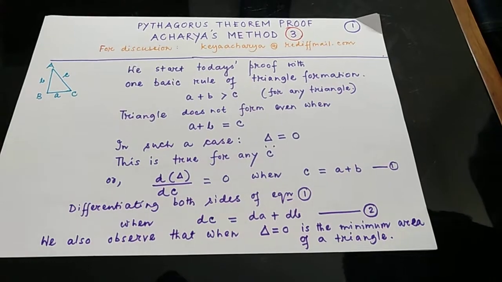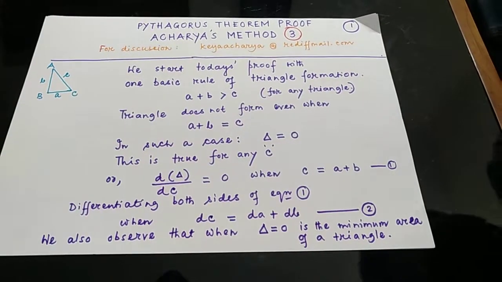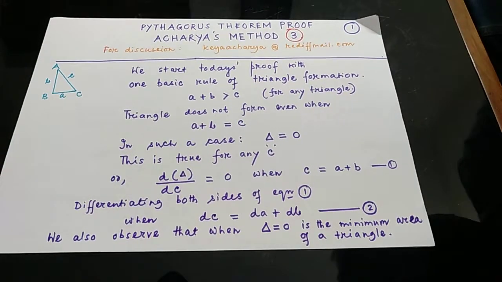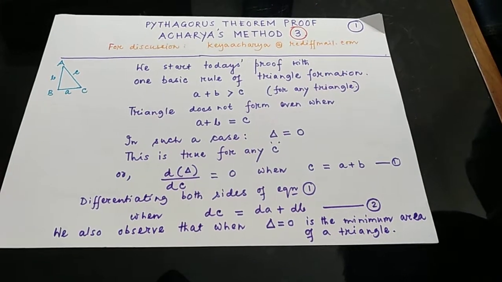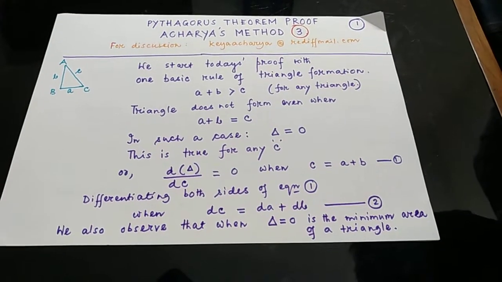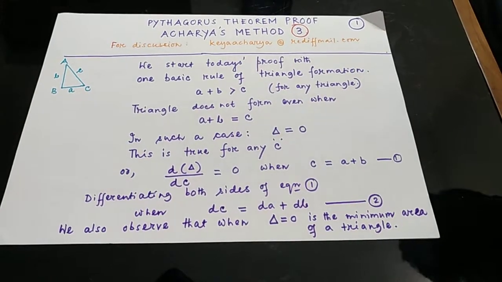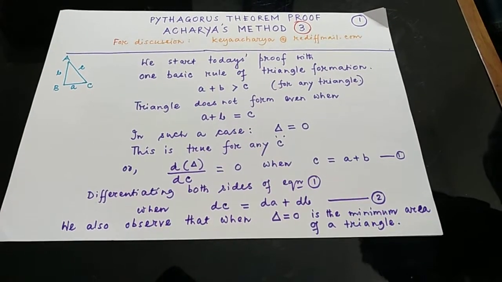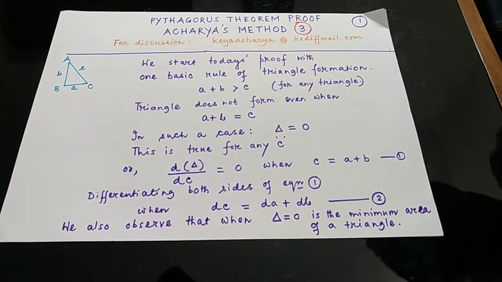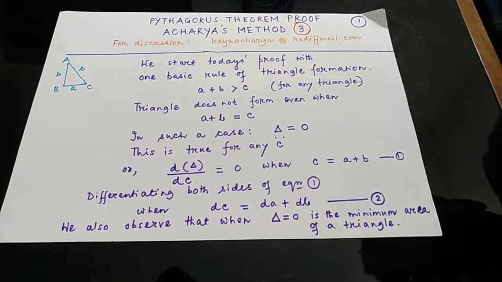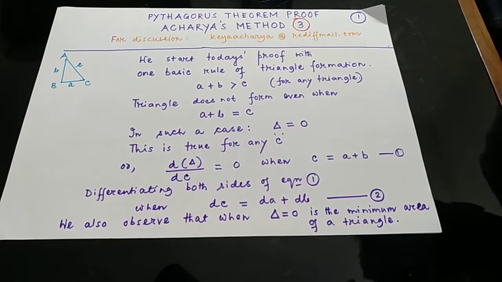So today's proof is an interesting proof. Here on the left, I have again drawn the right angle triangle ABC with sides small a, small b and small c. And today's proof starts with one basic rule of triangle formation.